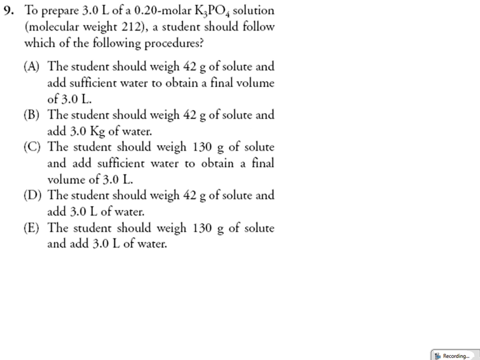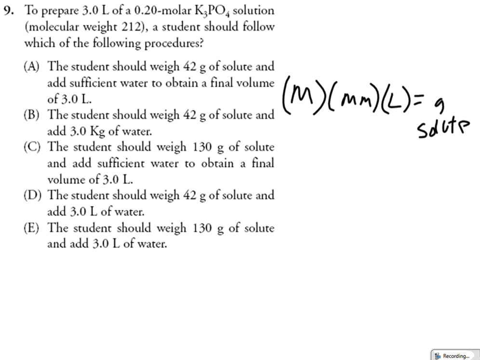Next, how do you prepare a solution in chemistry? Well, the equation we use is M times MM times L, and that gives us grams of solute. So then what we do is we take the numbers we're given. We get 3 liters, so I put 3 liters right there. And I take 0.2 as my molarity, and molar mass is 212. By multiplying these all together, I get grams of solute.